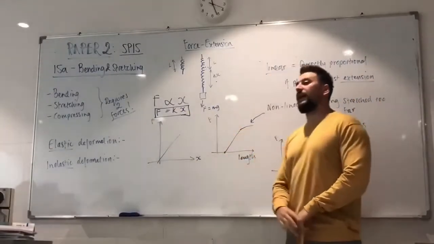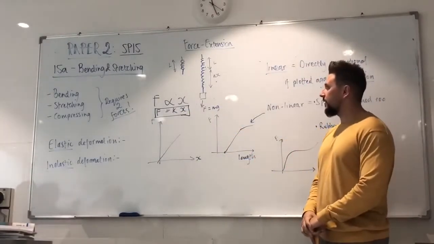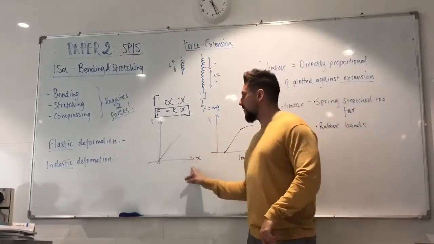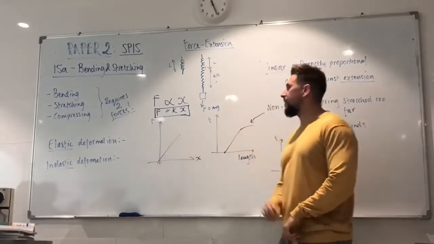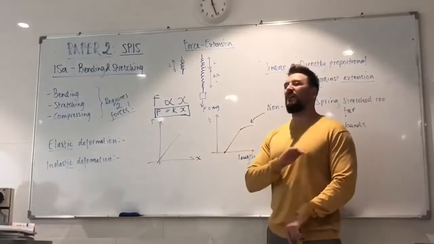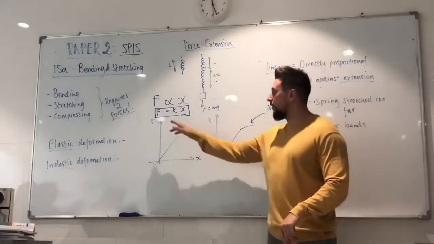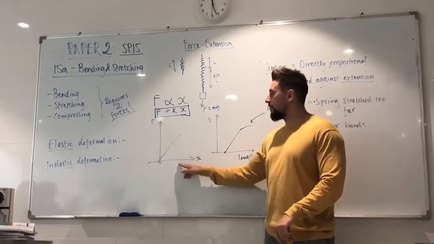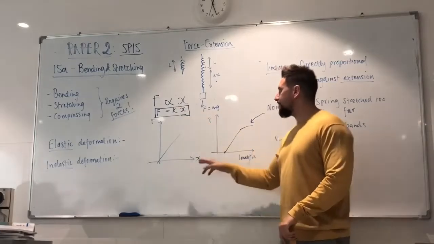This one, we keep it like that, and I'll tell you what K means in 15b. Okay? So force extension graph, if the graph is a straight line through 0, 0, which for a spring it should be, for the most part, then you know force is directly proportional to extension, and there's your relationship there.